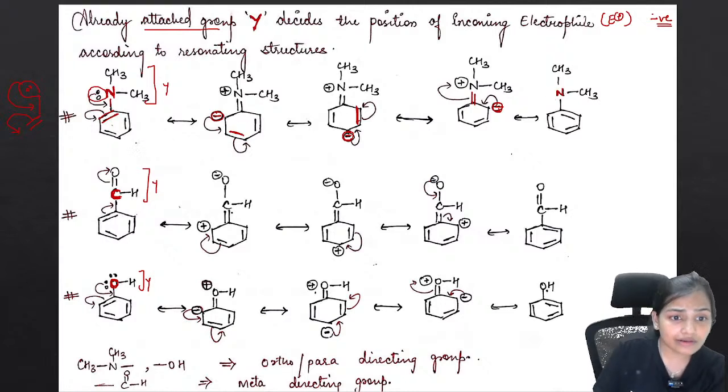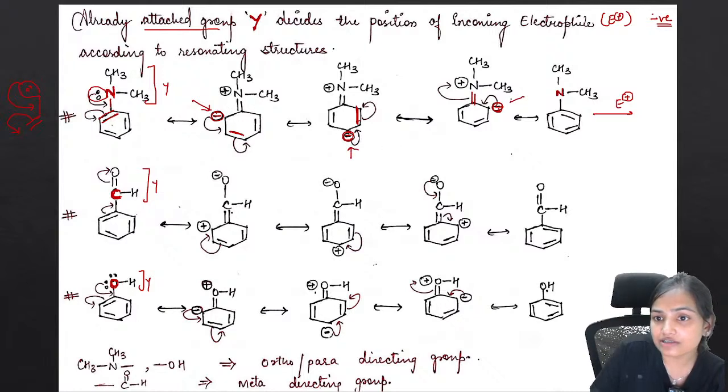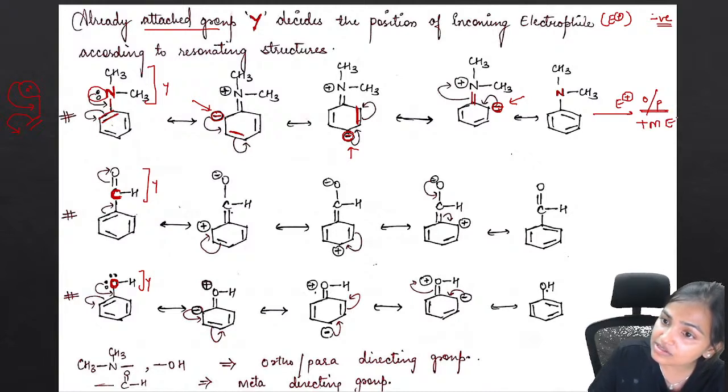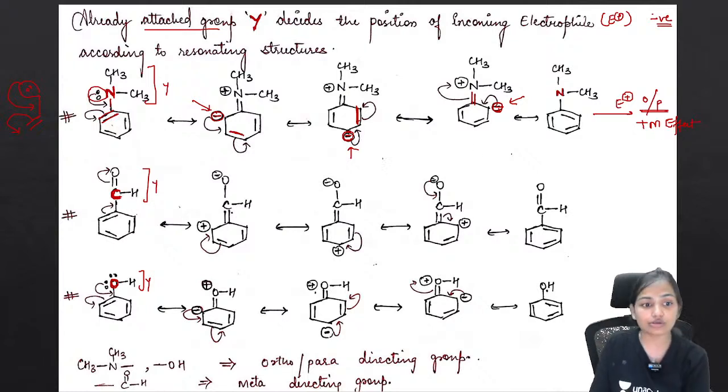Okay, so where will my electrophile attack? My electrophile will attack at this position, at this position and at this position, that is ortho and para. So ortho and para directing groups are known as the plus M effect. This is causing plus M effect. This is ortho and para directing.